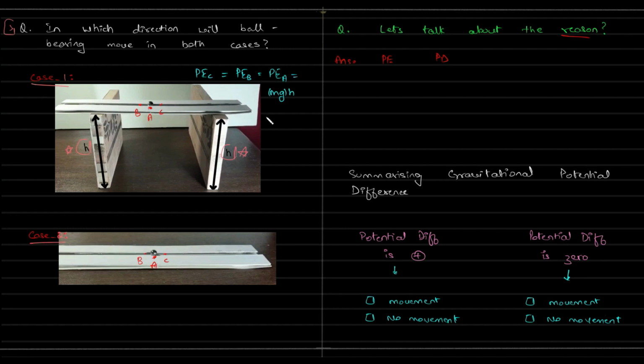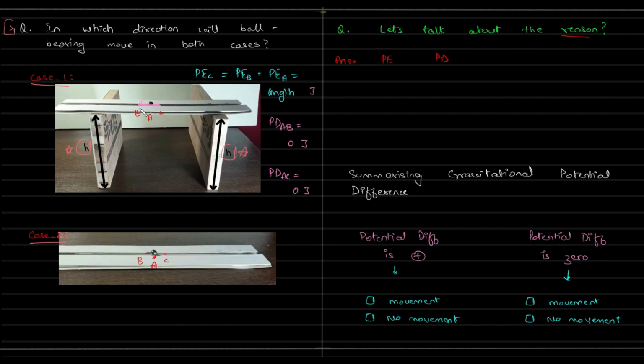Now, what is the potential difference between A and B? This happens to be 0 joules. What is the potential difference between A and C? Even this happens to be 0 joules. So the potential difference amongst all of these points happens to be 0. If the potential difference is 0 in this space and all of this space, the ball bearing won't move.